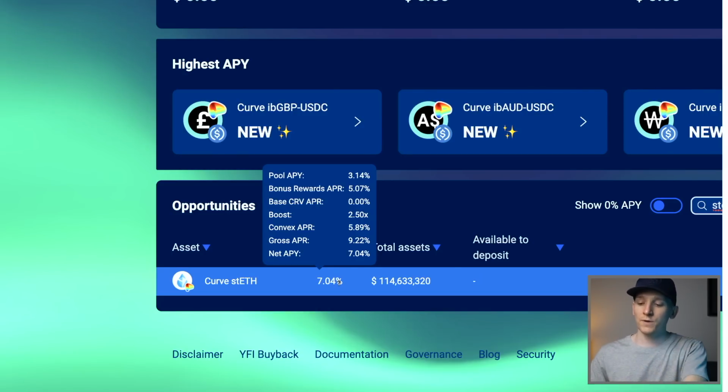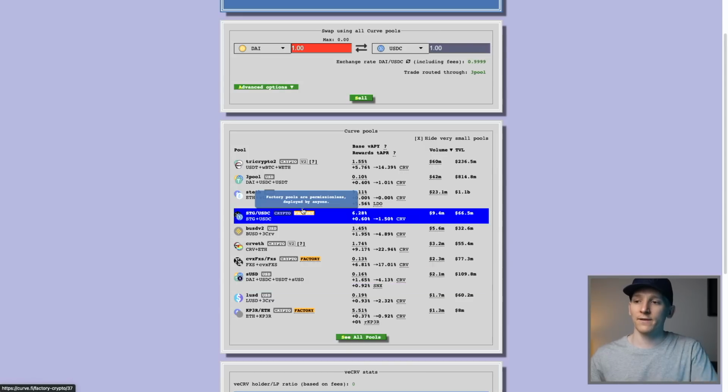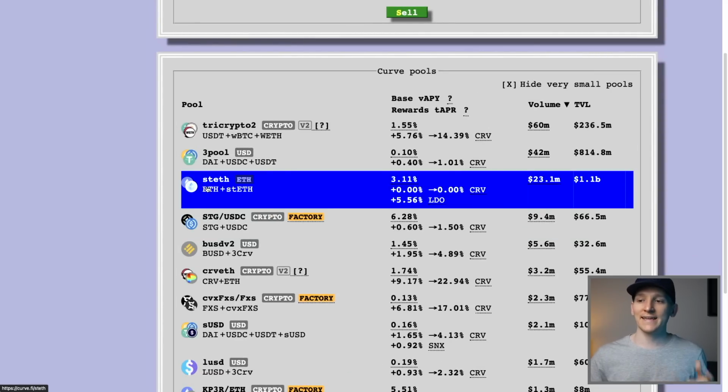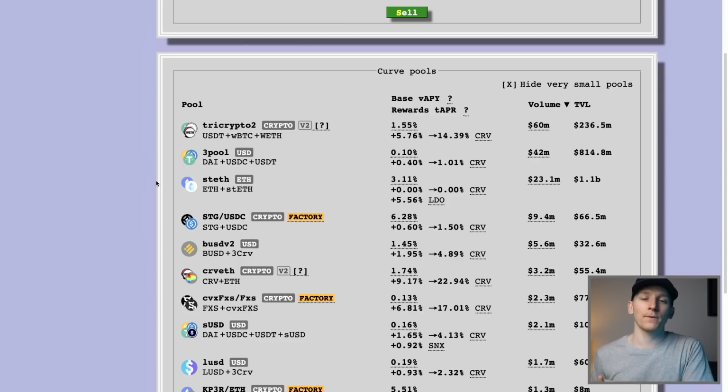Now, there are also incentives. They use Curve Finance, as you can see here. You have staked ETH and ETH liquidity pool. It pays 3.11% from the trading fees, but there are also Curve emissions and Lido emissions that are boosting the pool, right? So they're incentivizing people to put assets into the pool, and you're getting extra yield from that.